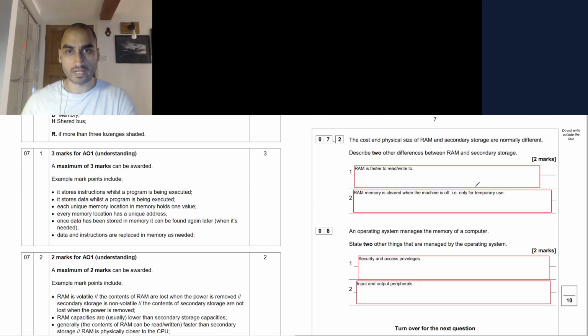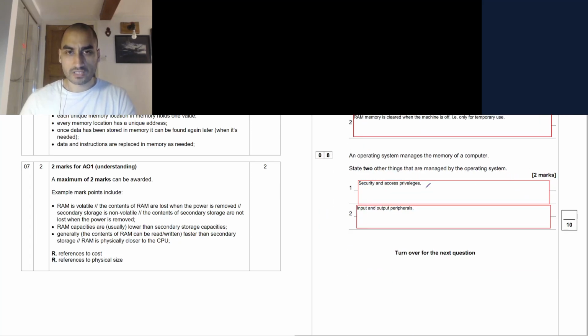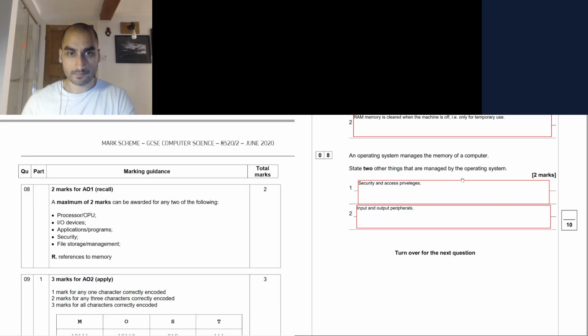Okay, RAM and secondary storage. Cleared when the memory is off. Yep, I said that. Capacities. Faster, yeah. Security and access privileges. Security, yes. And an input and output preference. Yes. Good.